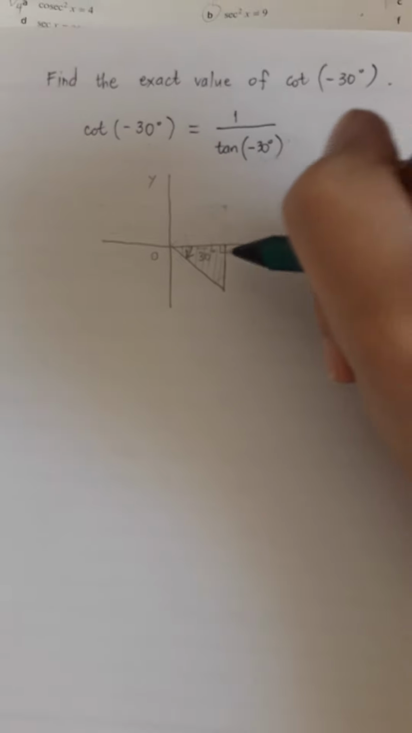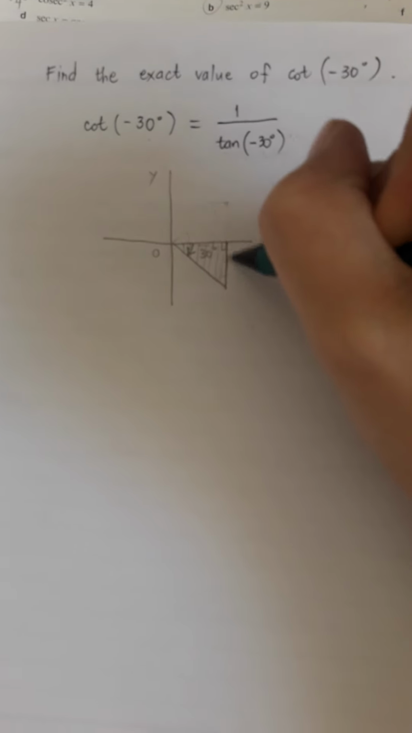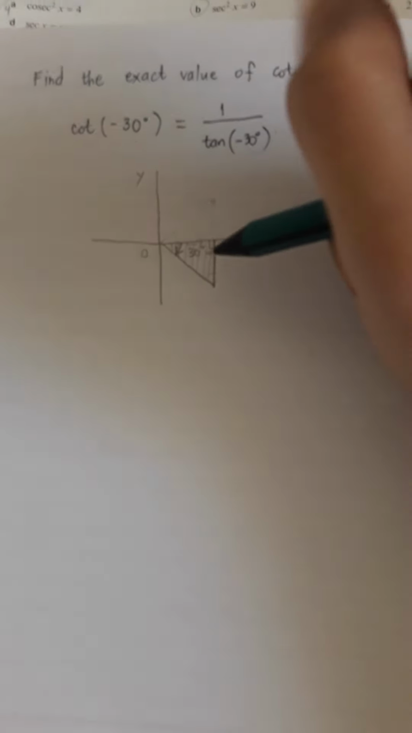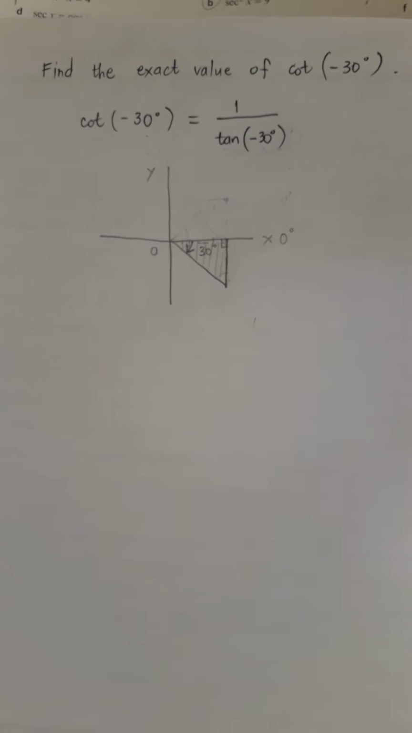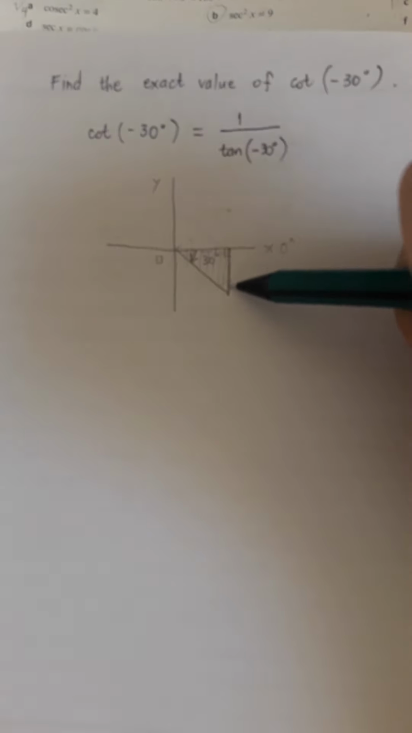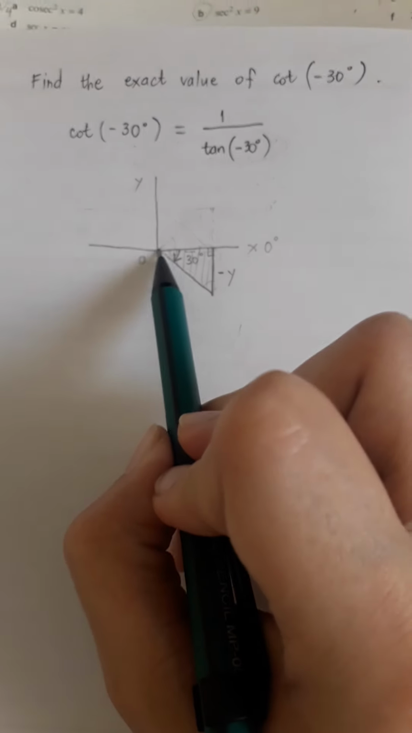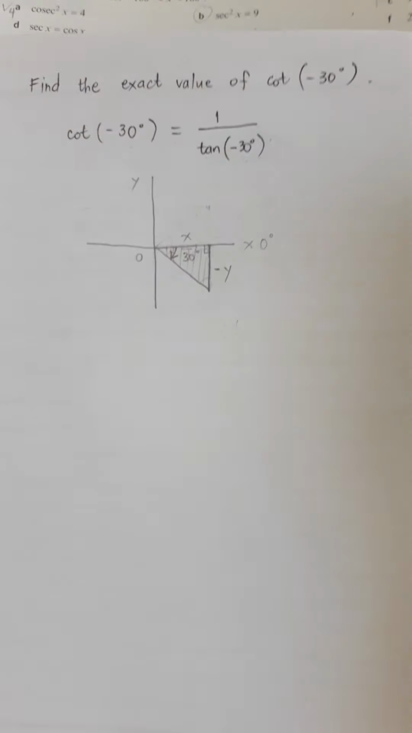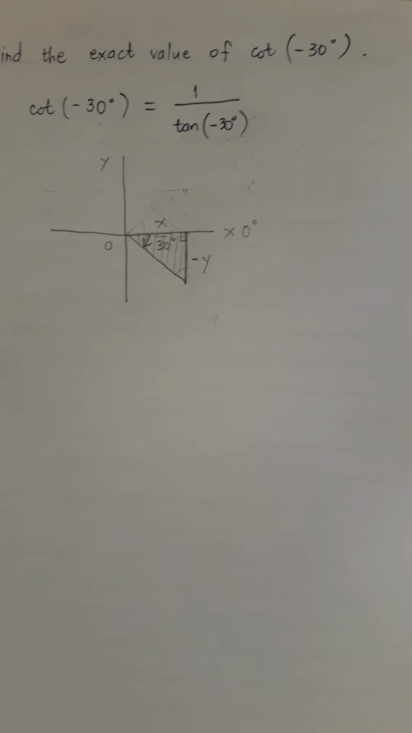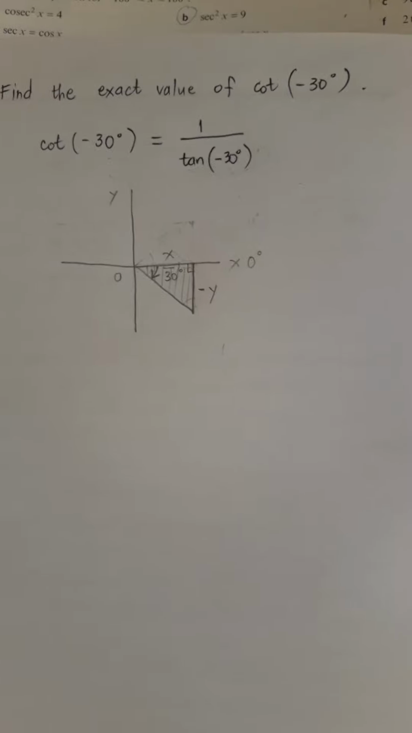So how do we get tangent of negative 30 degrees? We need to know the length of this side, the opposite side, and the adjacent side, which is this. From what we can see here, the opposite side is below the x-axis, so this is negative y. And then this is our adjacent side, which is a positive x value. Okay. So how do we get those numbers?